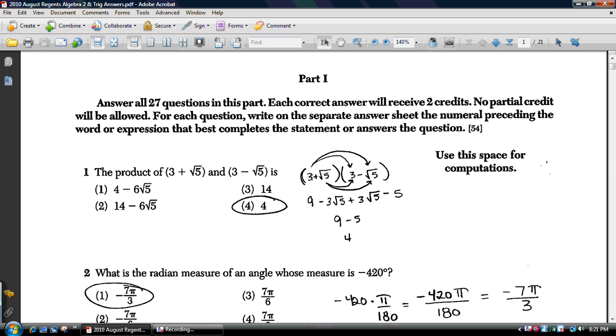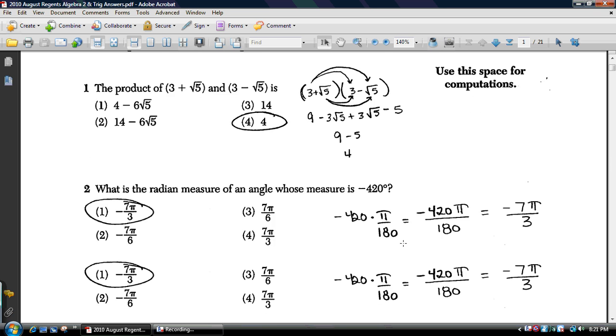You'll see me FOIL them out, 3 times 3, 3 times -5. Anyways, these two cancel off, then you just get 9 minus 5. 9 minus 5 is 4.